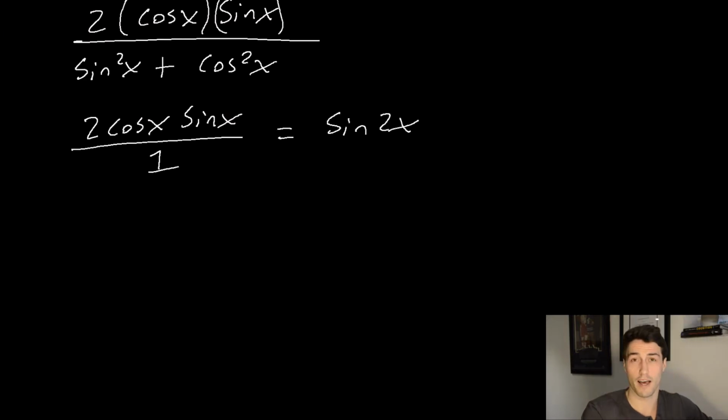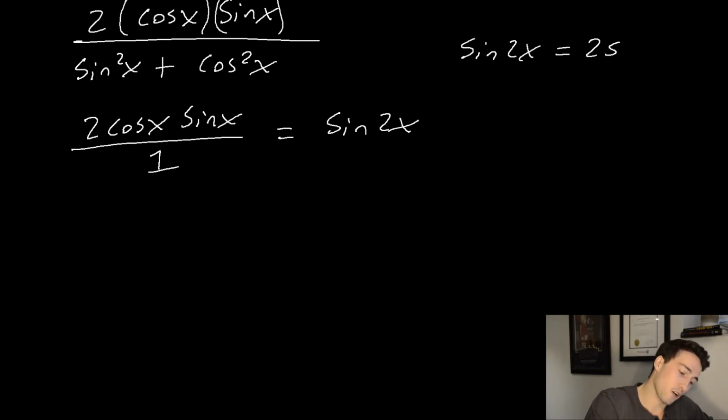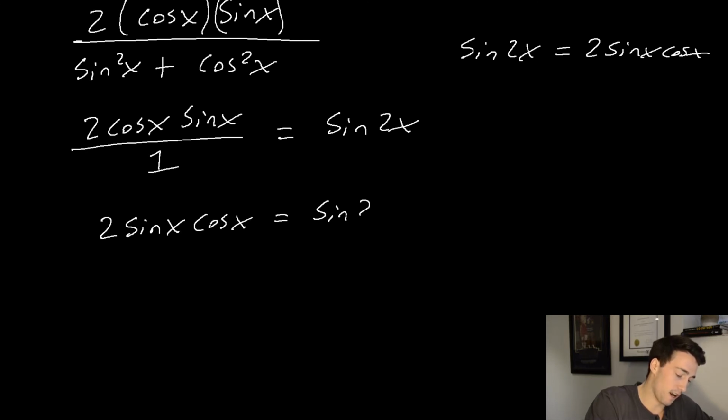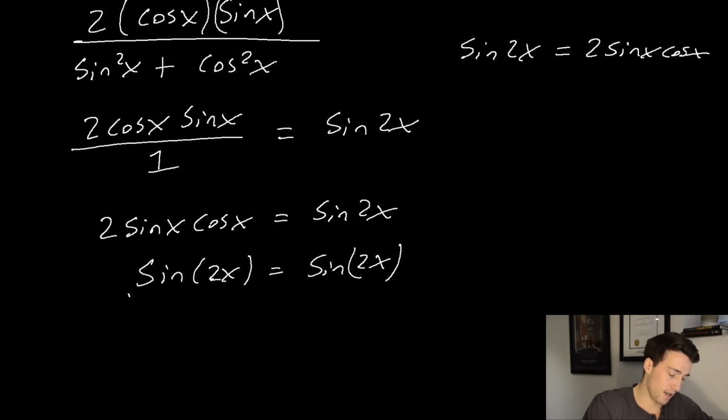We also know that our double angle formula, sine of 2x, is really just equal to 2 sine x cos x. And that's exactly what we have here, just in a different order. So I'm going to write 2 sine x cos x equals sine 2x, and then I can write this is equivalent to sine of 2x, which equals sine of 2x. And now the left side of the equation is equal to the right side.